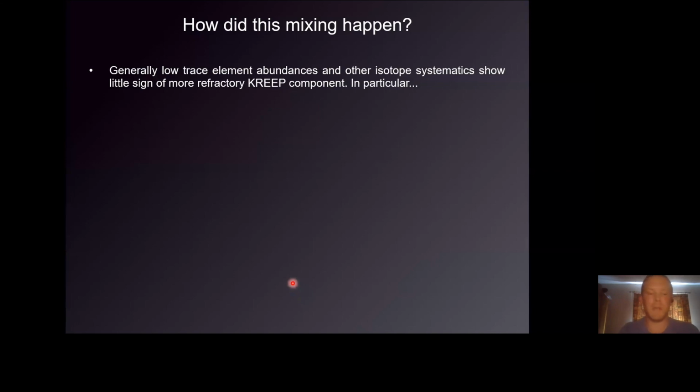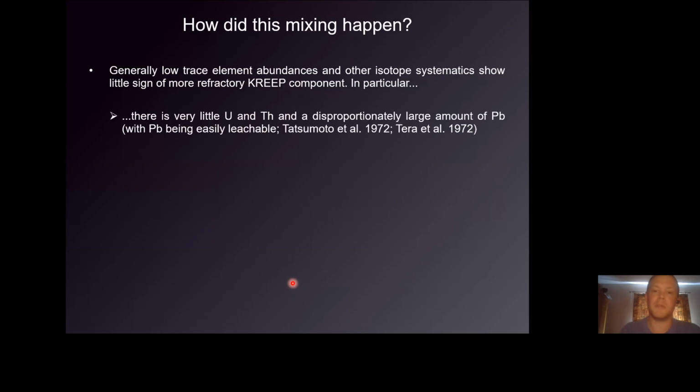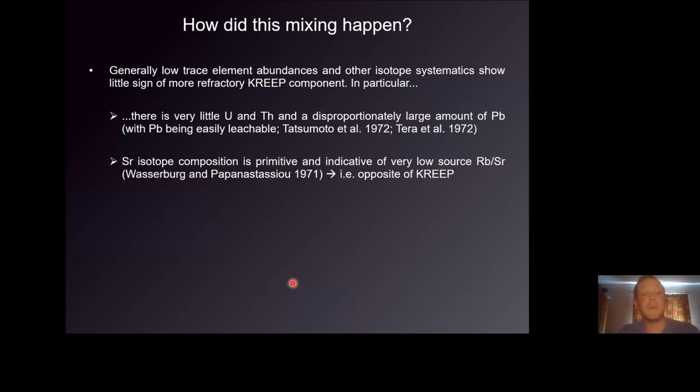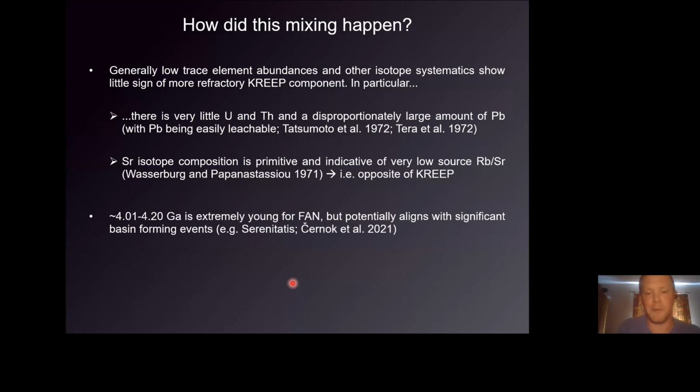So let's have a look at what evidence we have and see if we can pick between these two options. So there's generally low trace elements in the sample, and there's also other isotope systematics to show little sign of more refractory KREEP components in the sample. So there's very little uranium and thorium compared to lead, and what lead is there is very easily leachable, potentially suggesting it's some kind of contaminant that's been added in. Strontium isotope compositions also suggest very low source rubidium-strontium ratios, which is the exact opposite of what you would expect from KREEP, and much more in line with what you would expect from a ferroan anorthosite source.